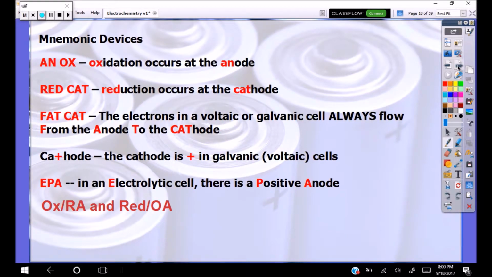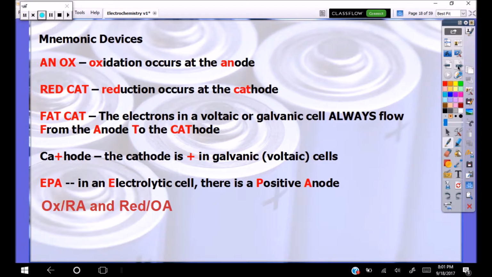So our mnemonic devices. We have an OX. Oxidation occurs at the anode. They're all animal themed. We got an ox, red cat, fat cat. Red cat: reduction occurs at the cathode. With fat cat, this describes the flow: flows from the anode to the cathode.